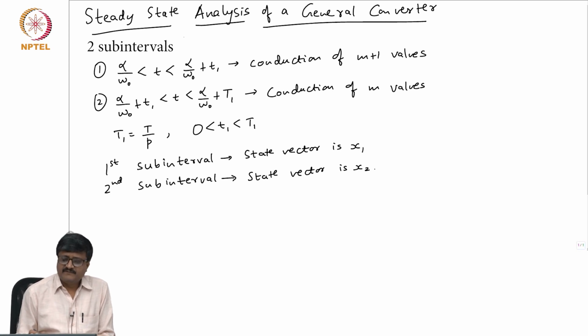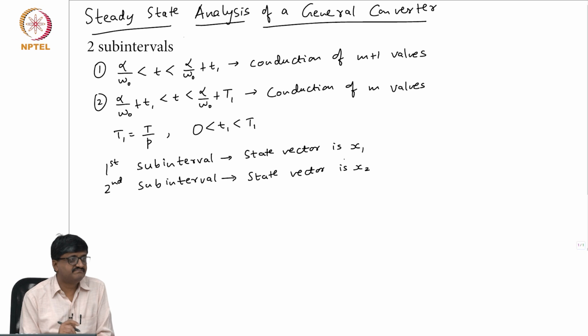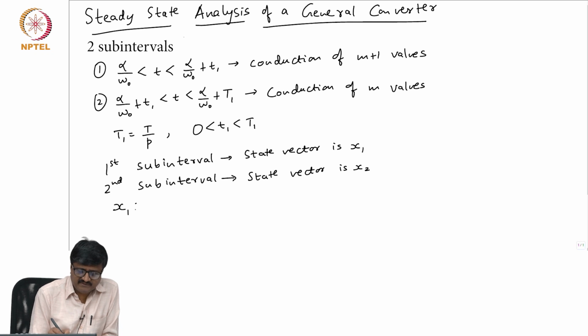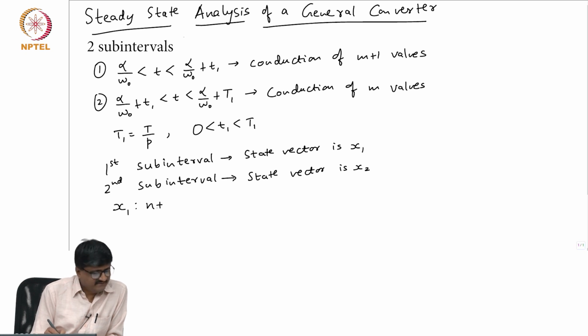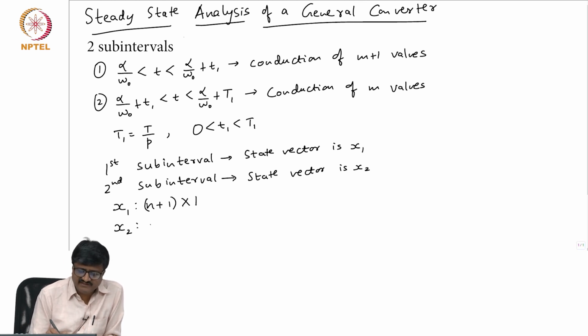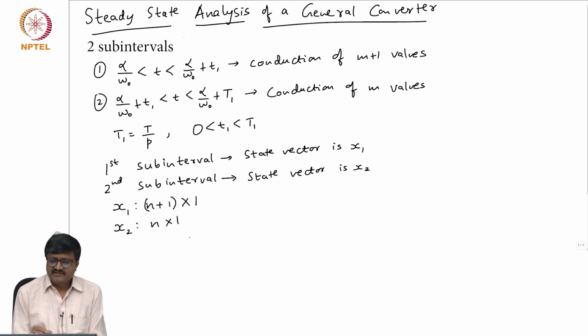So it so happens that more number of valves actually conduct in the first subinterval. So the size of x1 is greater than size of x2, and it is greater by 1. Okay. So if I take x1, x1 is represented by a column vector. So I say that the size of x1 is n plus 1 cross 1, where n is some non-negative integer. Then x2 is of size n cross 1.